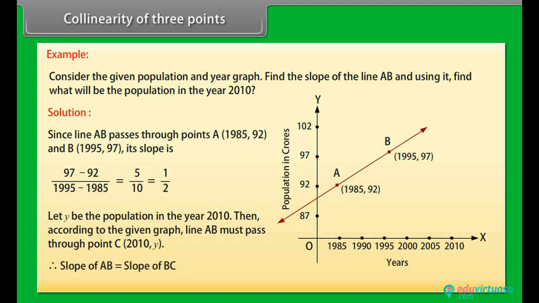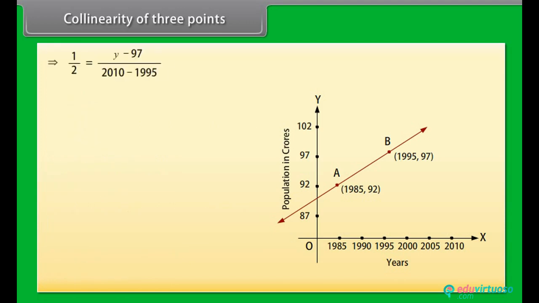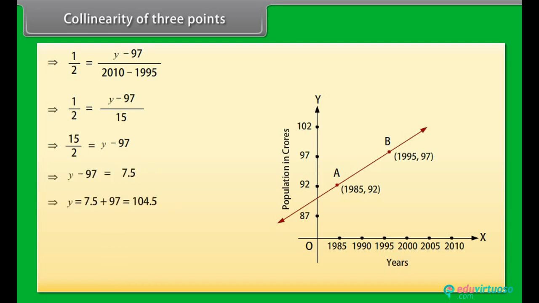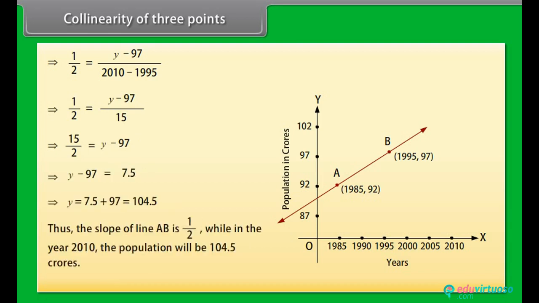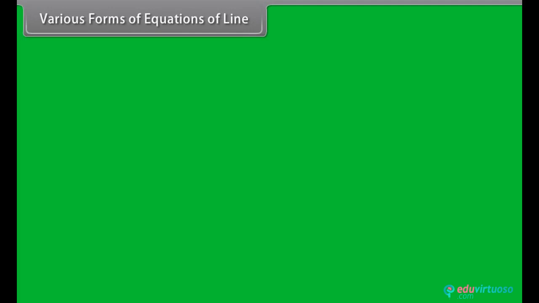Therefore, slope of AB is equal to slope of BC. 1/2 = (y − 97)/(2010 − 1995). On solving, we get y = 104.5. Thus, the slope of line AB is 1/2, while in the year 2010, the population will be 104.5 crores.